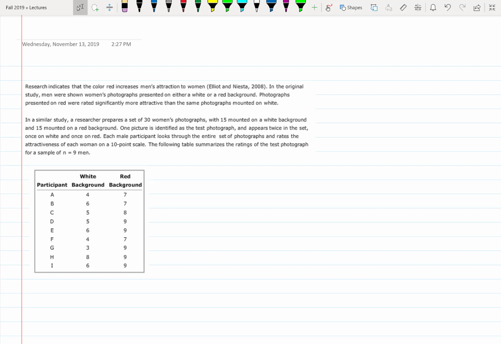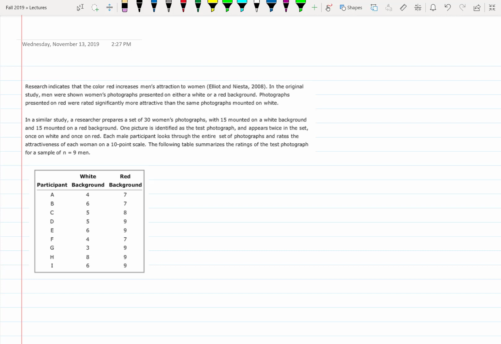So just to explain this, this 4 over here, for example, indicates the average score for participant A for all the white background photographs. And this 7 over here represents the average score for that particular participant, participant A, on all of the red background photographs. All right. So question 1 is, what kind of t-test do we need to do for this problem?